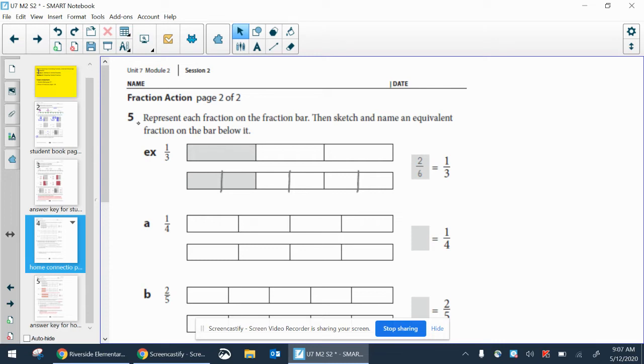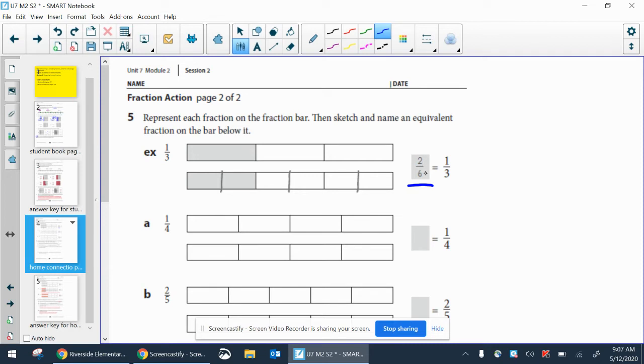So, class, problem 5 is asking us to represent each fraction on the fraction bar. Then sketch and name an equivalent fraction on the bar below it. So in our example, they're giving us 2 fraction strips to compare in order to find equivalent fractions, which you can see over here. Our first fraction strip is divided into 3 equal parts. One of the 3 is being talked about or referred to. So that would be 1/3 of the whole. Now from here, our job is to find an equivalent fraction to 1/3.